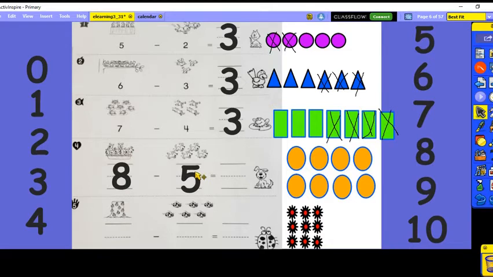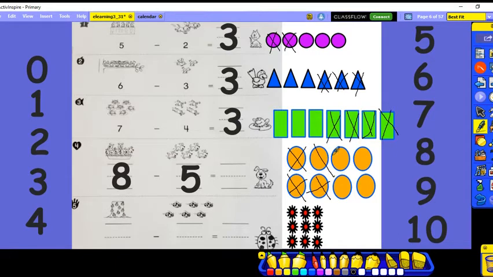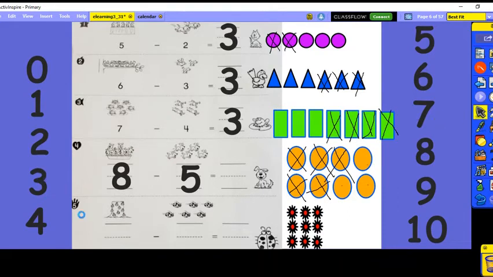These puppies like to run. Okay, let's look. Here's our counters for our 8 puppies. Let's count them by twos. 2, 4, 6, 8. Okay, and then we have 5 that run away. 1, 2, 3, 4, 5. And how many do we have left? Let's see. 1, 2, 3. Oh, look at that. Our difference is 3 again.